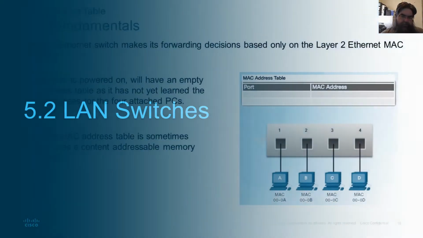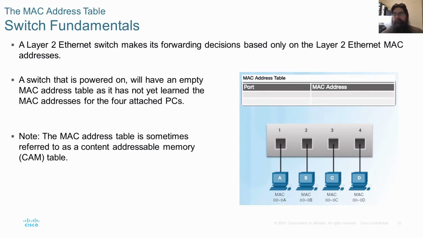5.2 LAN switches. We'll discuss how switches work within layer 2, and switches need to be able to make a forwarding decision based on the MAC addresses. Now these MAC addresses are learnt as frames pass through the switch. This is kept in a table and is known as the CAM table, Content Addressable Memory.